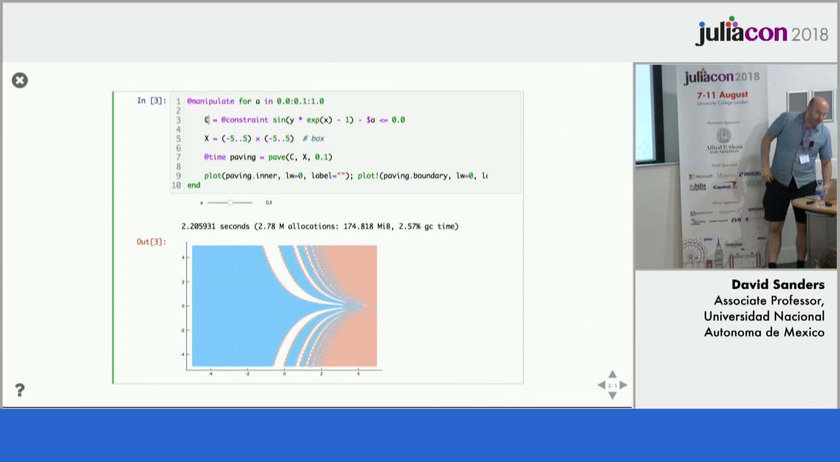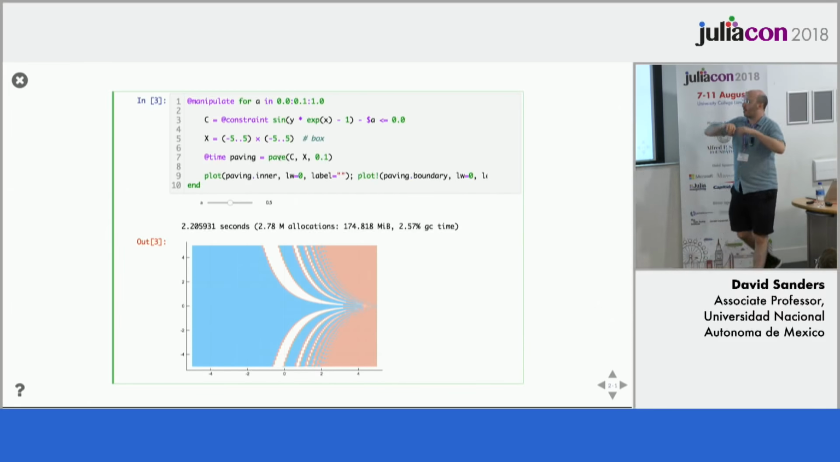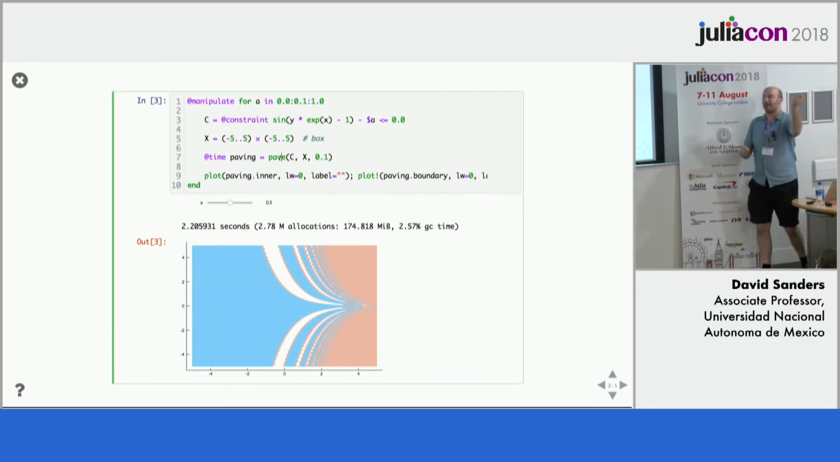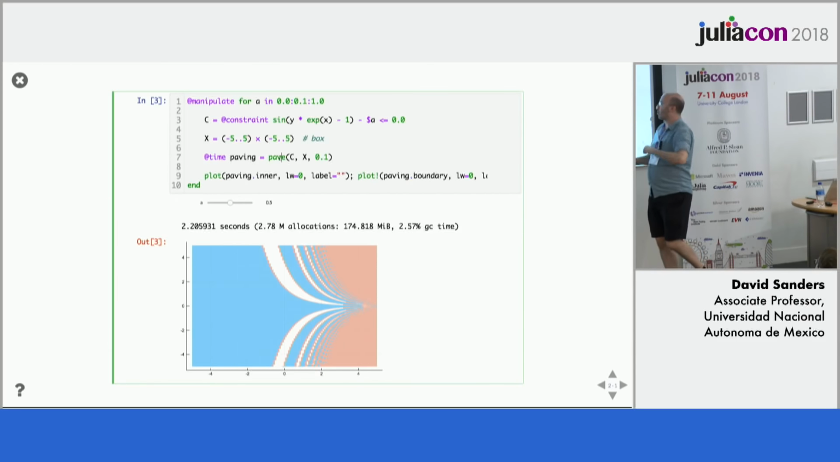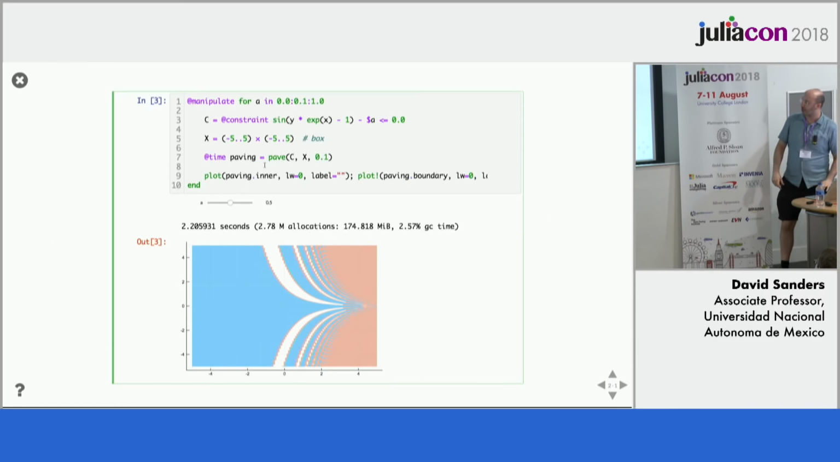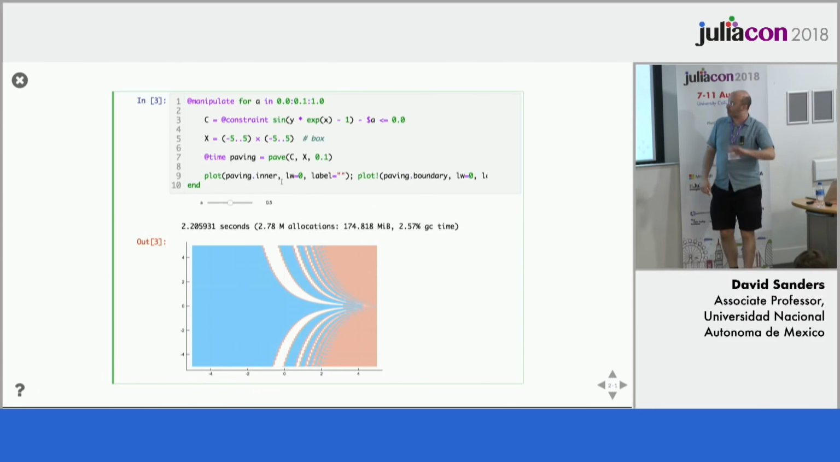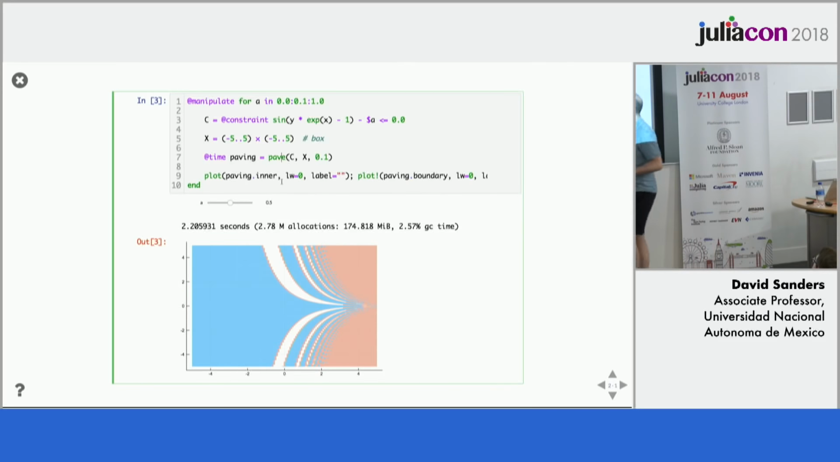Then I take this contractor object and the box, and I do something called a paving. What that does is a more sophisticated version of the grid, coloring the grid according to whether the point is inside or outside the set described by the constraint. When I do all that, we have a plot recipe, so you can just plot these objects, and we get this result. Hopefully you can see that there are some blue regions and some red regions.